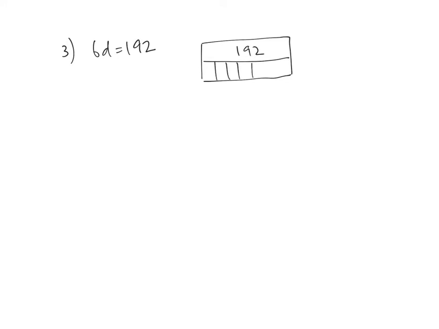Moving on to the next question, number 3. So what we've got is 6d equals 192. So again, we can use the bar model. So 6 lots of d equals 192, so 192 goes on top. And then we can split the bottom section into 6 and then write d in each of them. So if we want to find the value for d, then what we can do is write d equals, and that's 192 divided by 6.